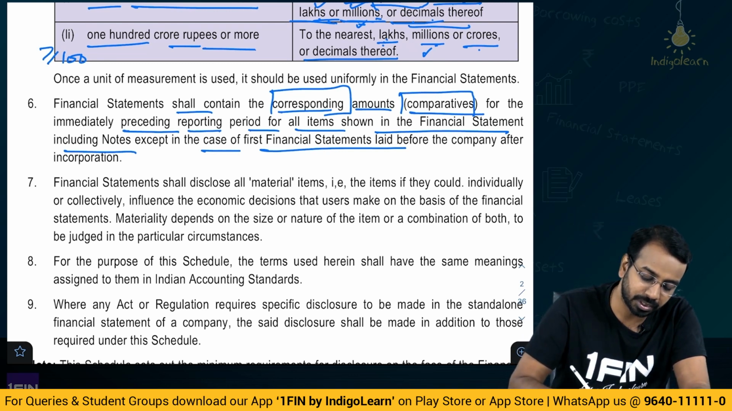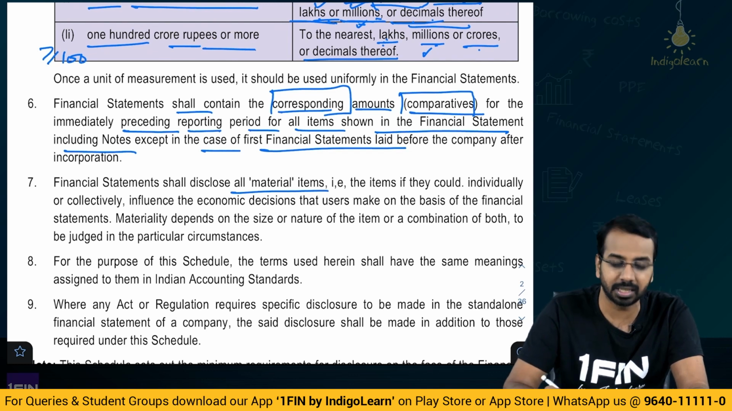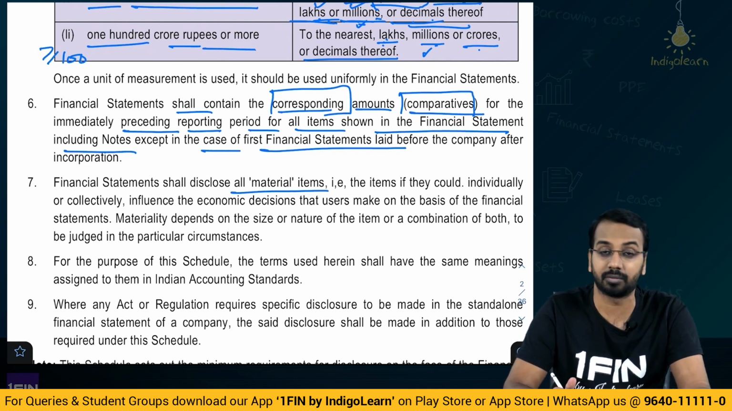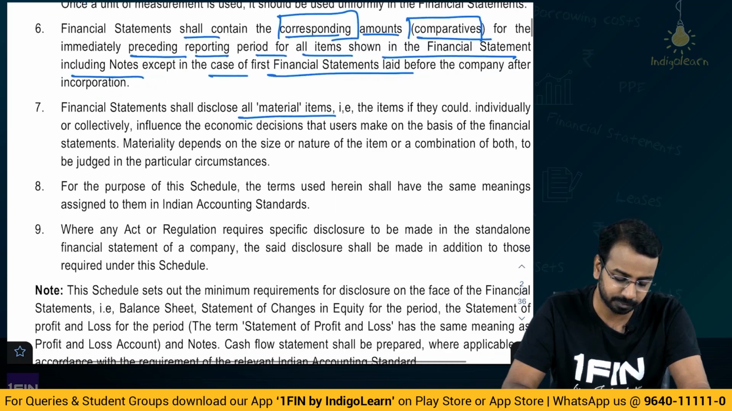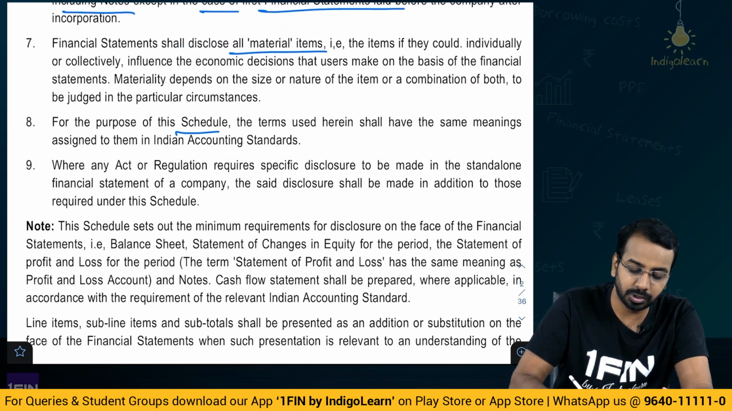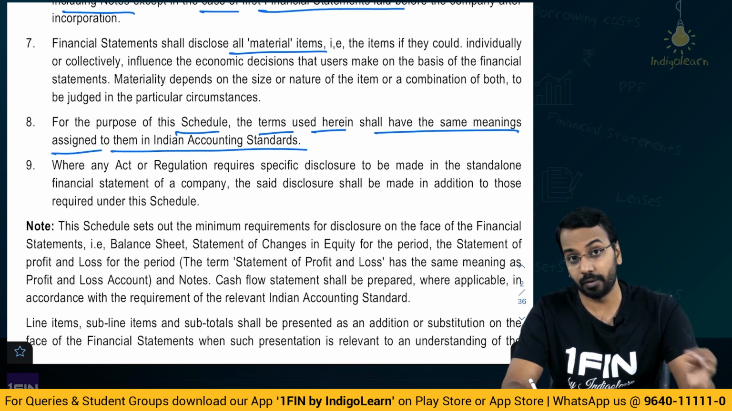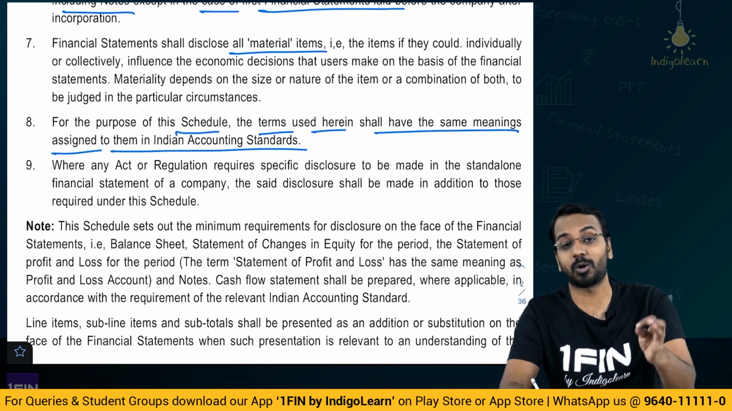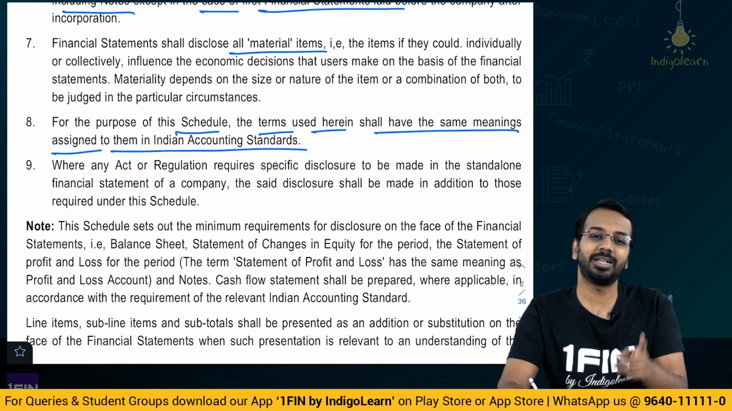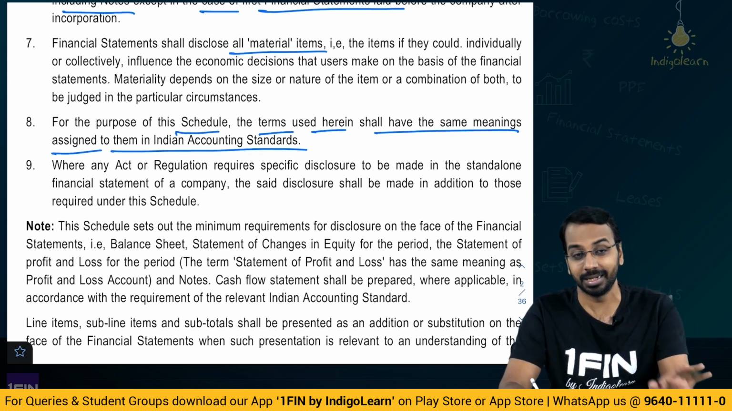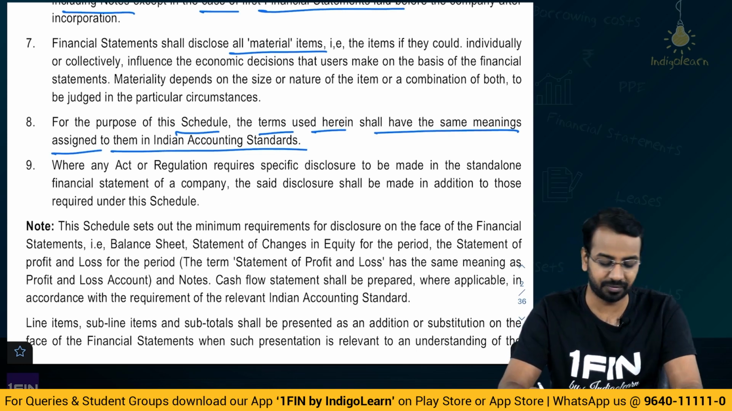Then financial statement shall disclose all material items, that is if they can influence the decision of the users. This we have already discussed. For the purpose of this schedule, the terms used herein shall have the same meanings assigned to them in the Indian accounting standard. So if, let us say, there is a term called property, plant and equipment, what is the meaning of property, plant and equipment as per Ind AS 16? You will follow the same definition.